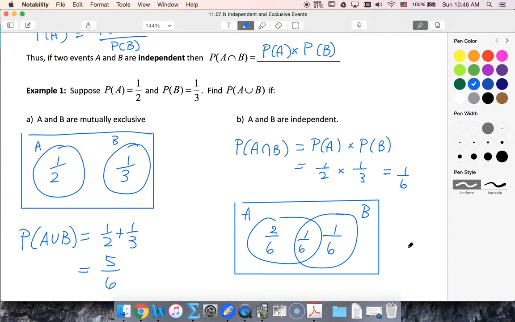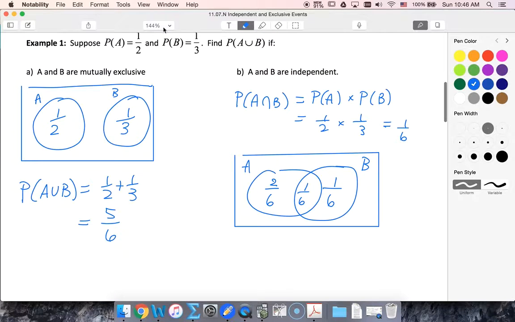So now if I want to find the probability of the union, I'm going to add up all my values. So 2 out of 6 plus 1 out of 6 plus 1 out of 6, 2, 3, 4 out of 6, or that could be reduced to 2/3.